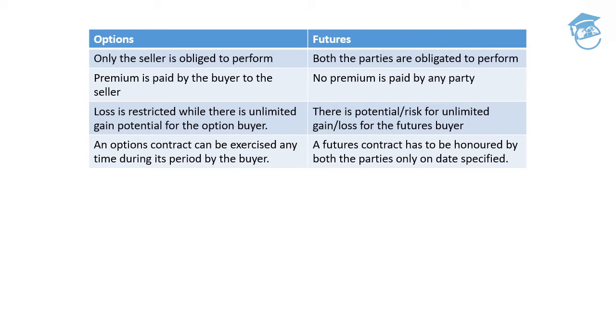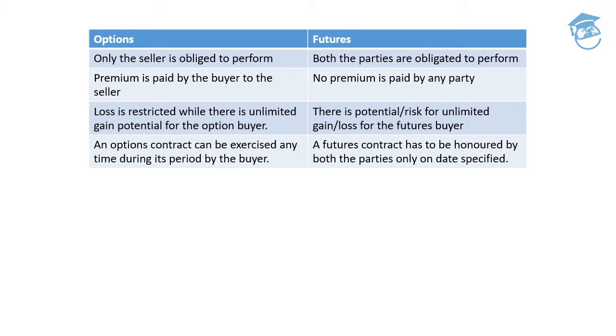So by this particular example, I made you understand that your loss is going to be very much restricted, and that loss will be restricted to only your option premium. But in case you land up in a good position and the exchange rate turns out in your favor, then there is unlimited gain potential for the option buyer. That is what the third point in the case of options states.